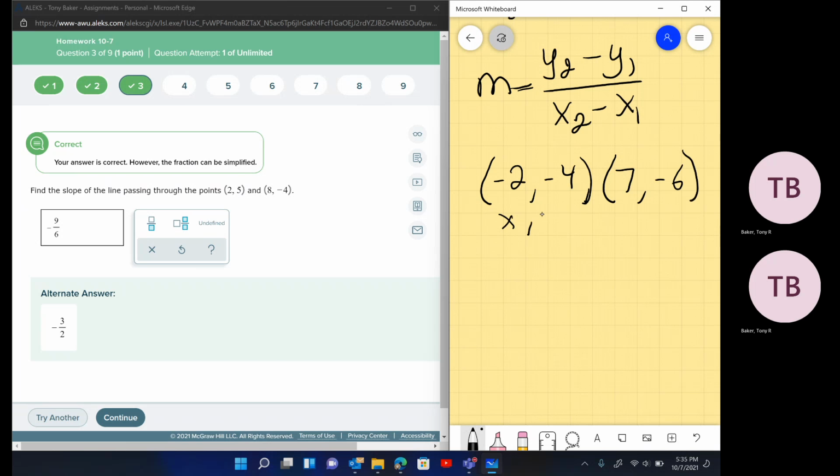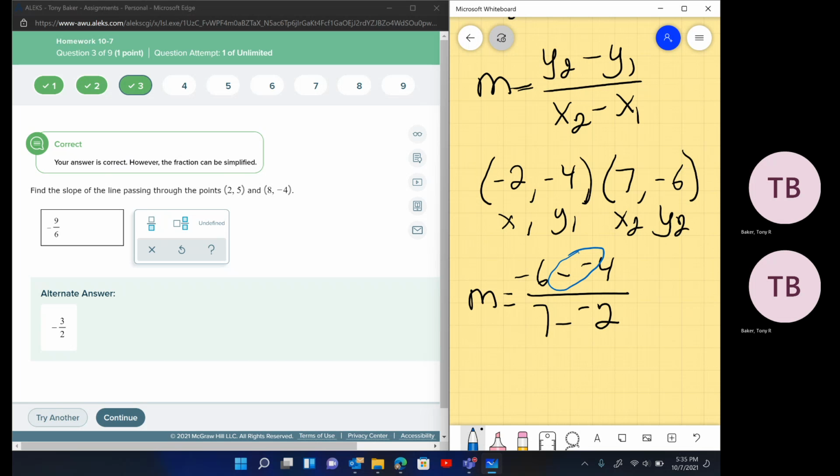So again, label them x1, y1, x2, y2. So when we plug them in, we got m equals y2, which is -6, minus y1, which is -4, over 7 minus a -2. Notice, this is a very common mistake right here. The formula's got a negative sign in it. That negative sign is not that negative sign. So you've got 2 negative signs. You have to make sure you put them there.